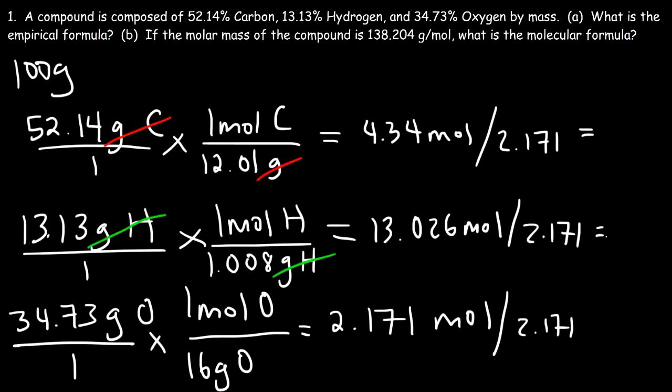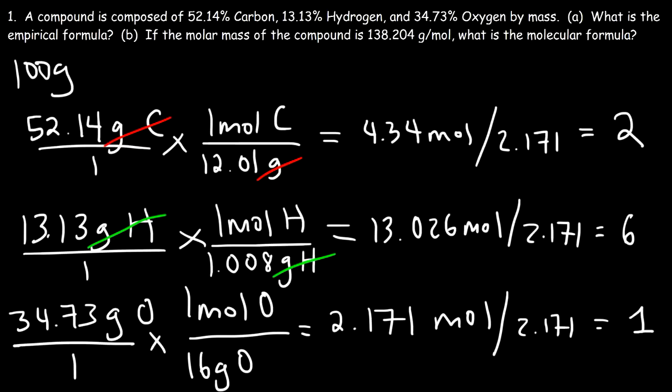Ideally, you want to get a whole number. 4.34 divided by 2.171, that is about 2. It's 1.999, but you want to round it to the nearest whole number if possible. 13.026 divided by 2.171 is 6. And this is clearly 1.